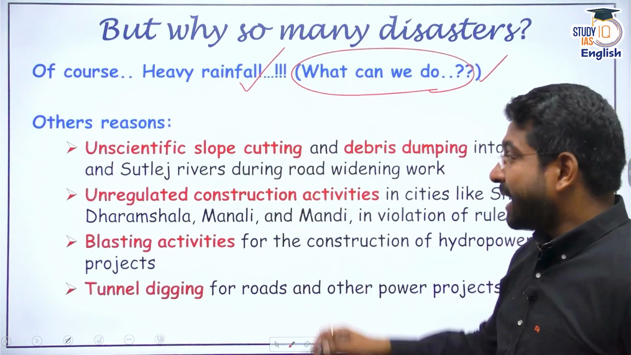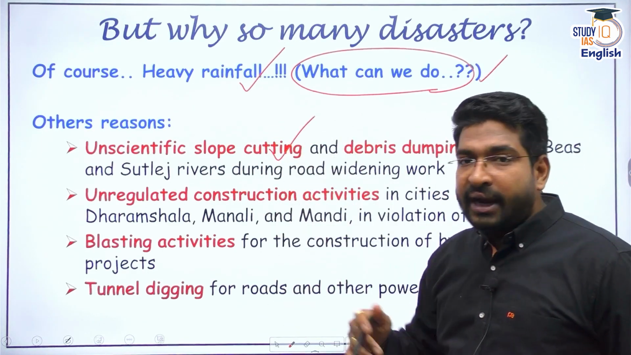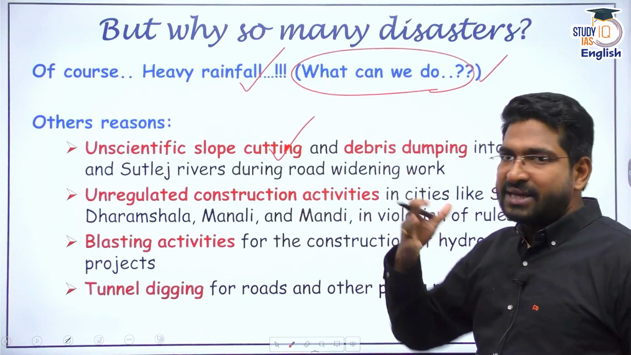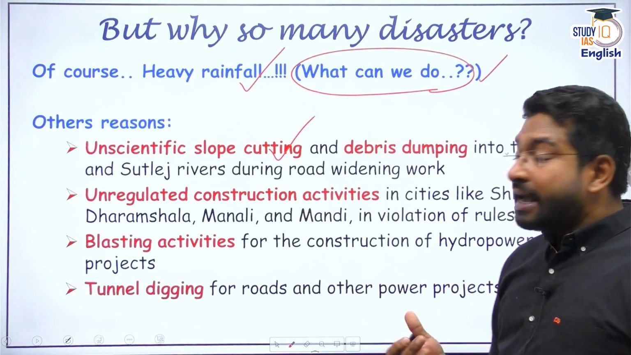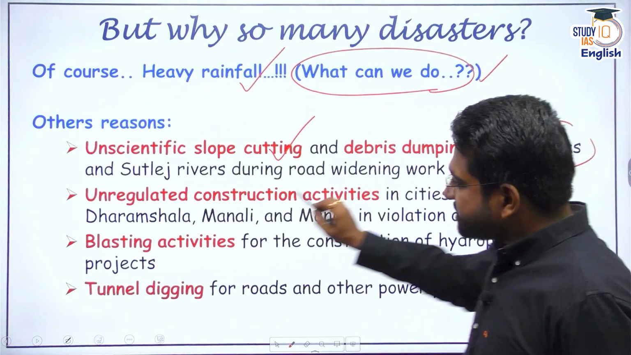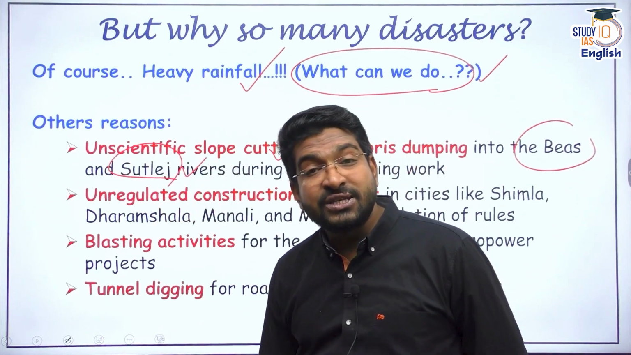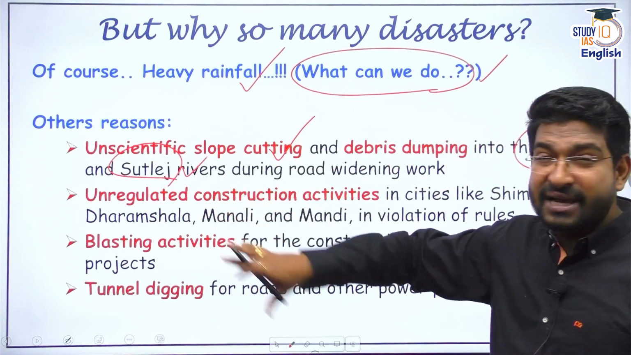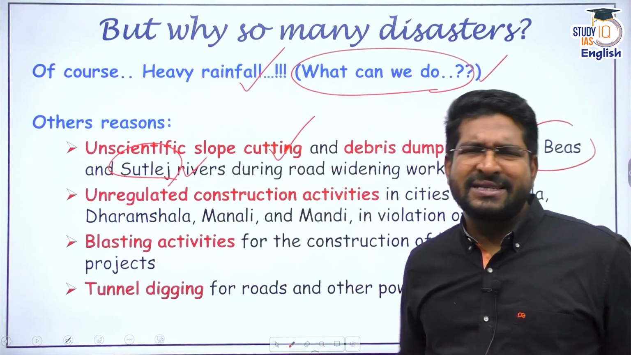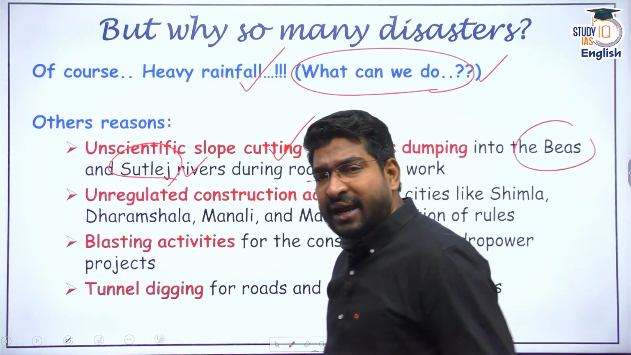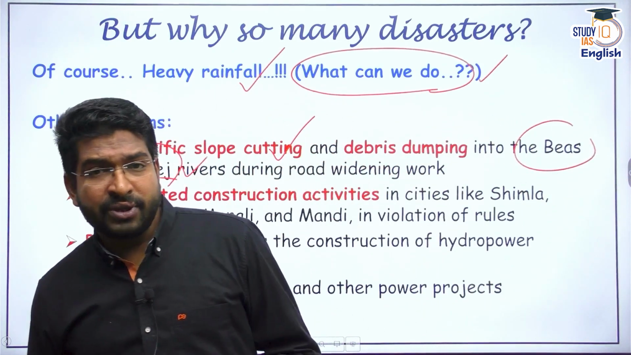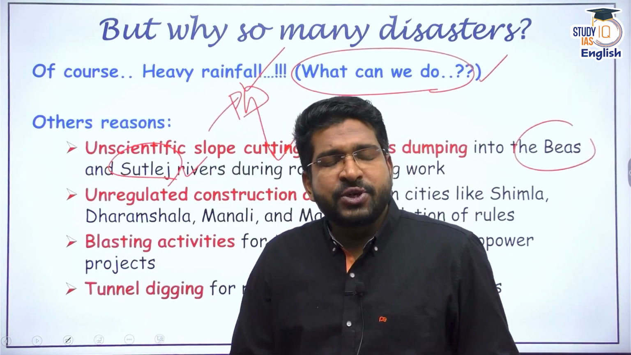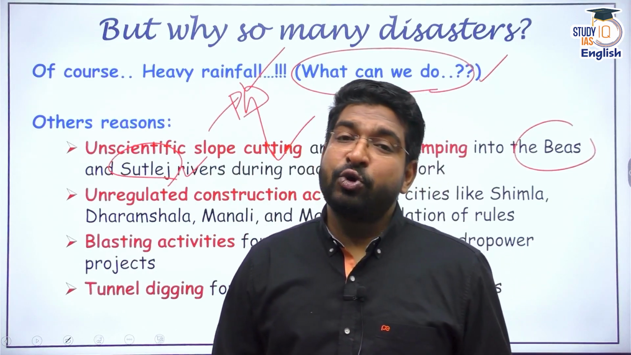Some of the reasons are unscientific slope cutting for creating roads, for creating other infrastructures. They have cut slopes quite unscientifically, and whatever debris is there, that debris is simply dumped in the river Beas and river Satluj, which has changed its course in many districts in these states. Apart from that, another reason is unregulated construction in all these states. These are fragile ecologies, fragile ecosystems. You do know that these are Himalayan states, so there has to be some sort of regulated construction. But the rules are violated quite flagrantly here. Rules are violated with impunity.